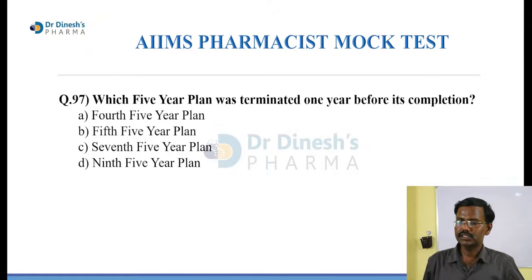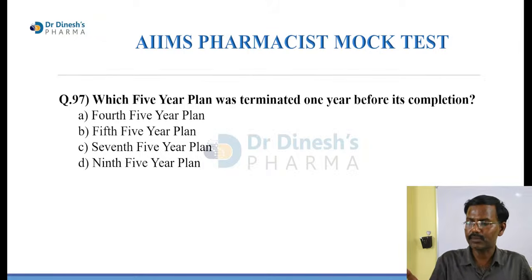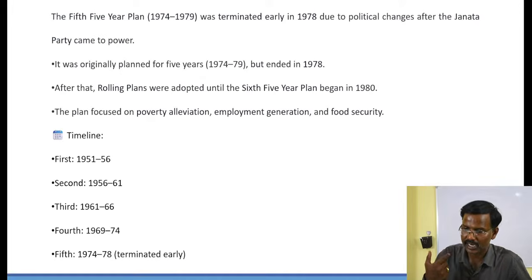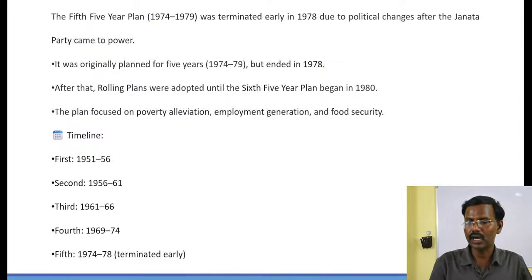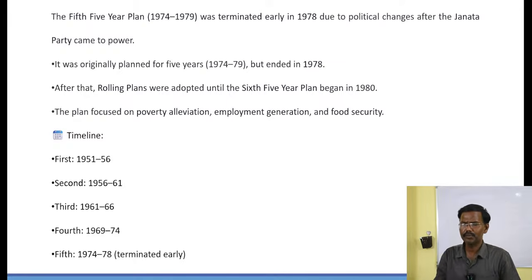Next, which 5-year plan was terminated 1 year before its completion? So we have seen many 5-year plans in the previous slide, and the 5th 5-year plan was terminated 1 year early. So that is the 5th 5-year plan, 1974 to 1978. Actually, it should run up to 1979, but it was terminated 1 year before, in 1978. That is the 5th 5-year plan. So the 5-year plans are very, very important, right?